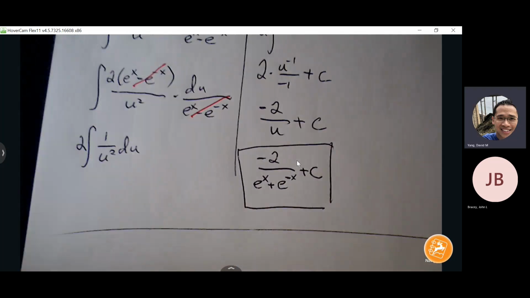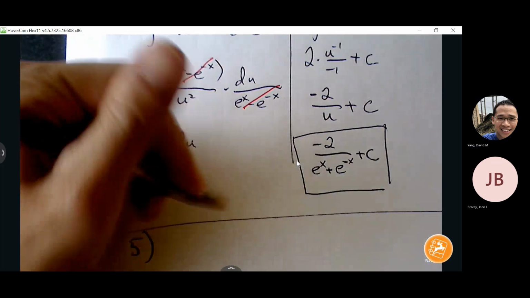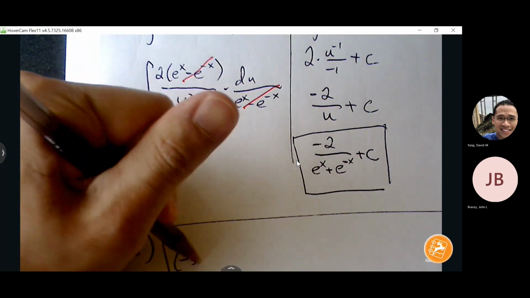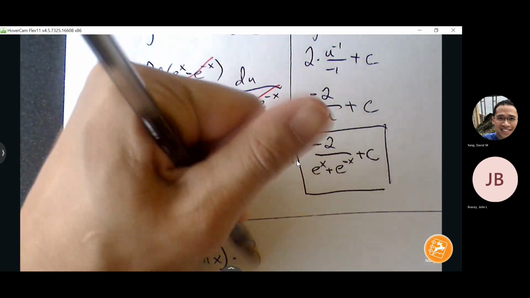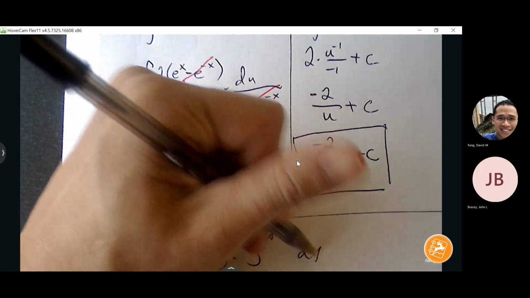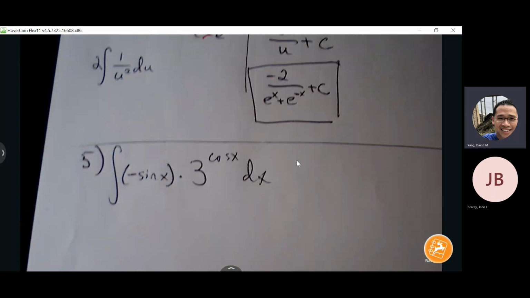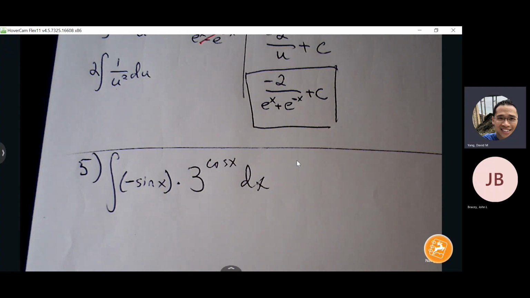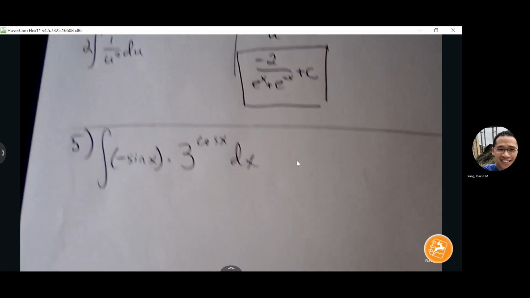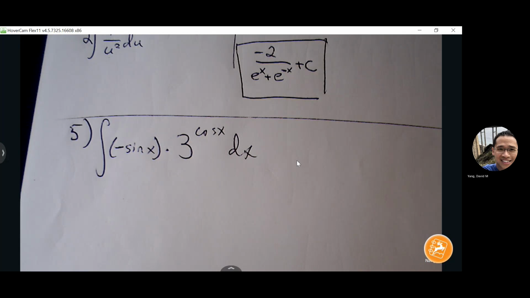Okay, number 5. Okay, look at how this is set up here. It really helps if you're able to kind of predict what rule we're trying to work towards. What rule could be the best fit down the road? Because it's obviously u substitution, but if we can kind of see the big picture, then it helps us identify what the u value could be.